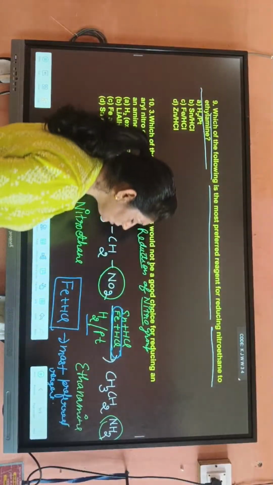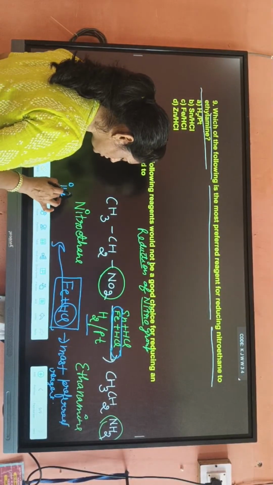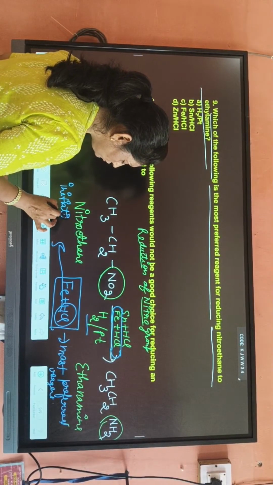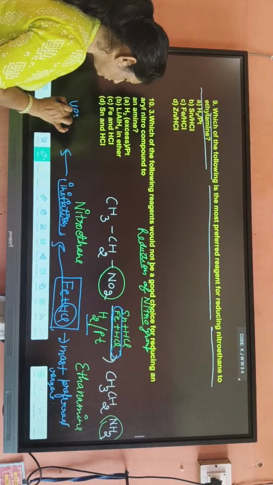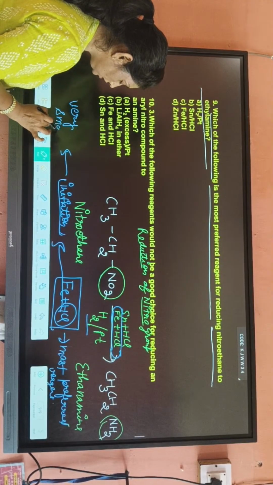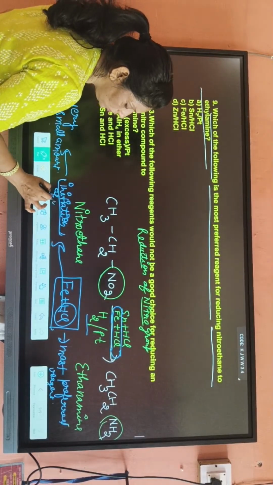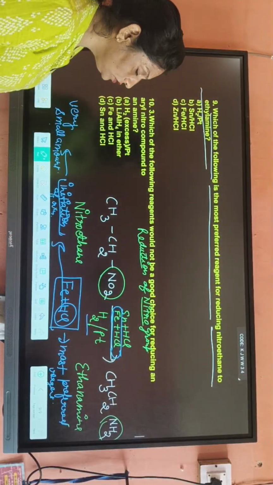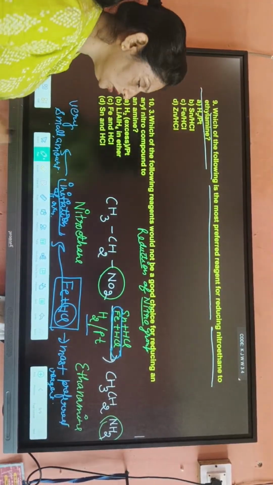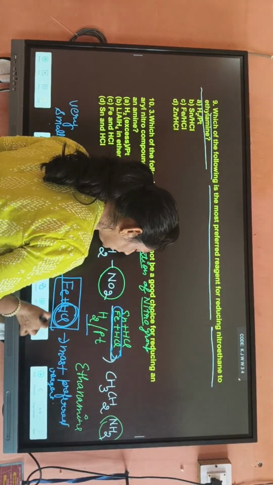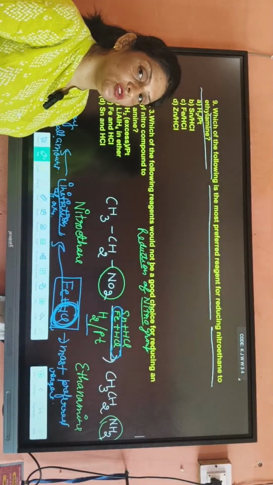Why is it the most preferred reagent? Because student, here we need this HCl in very small amount, only for initiation of reaction. Further it is produced during the reaction, and that HCl can be used for further reaction.